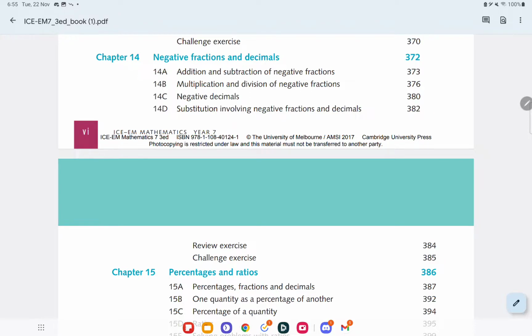That's about it. How about this one? Yeah, it's just percentage and ratios.